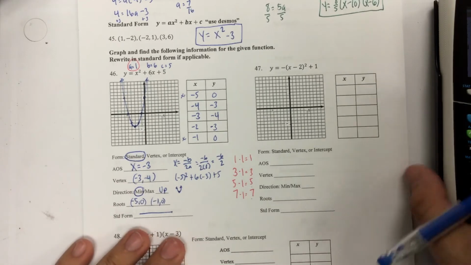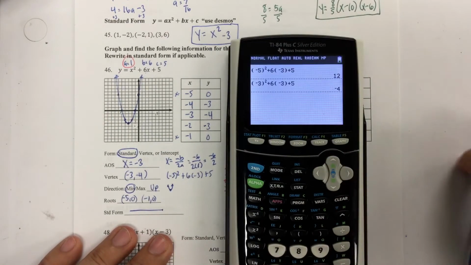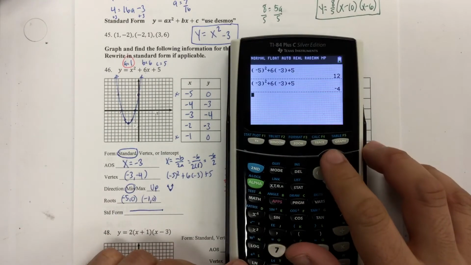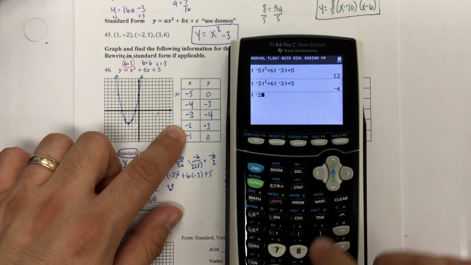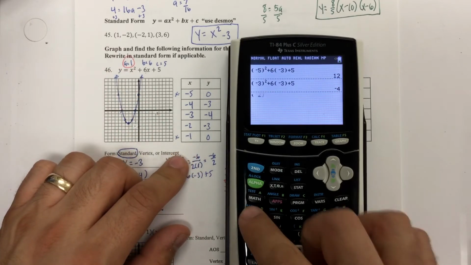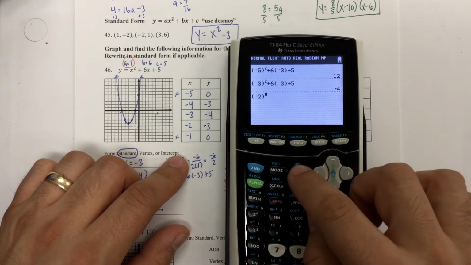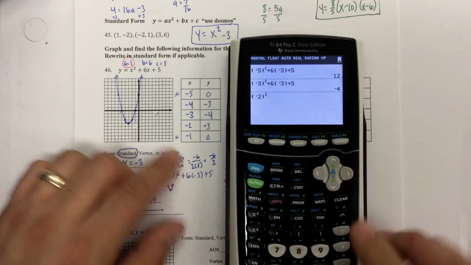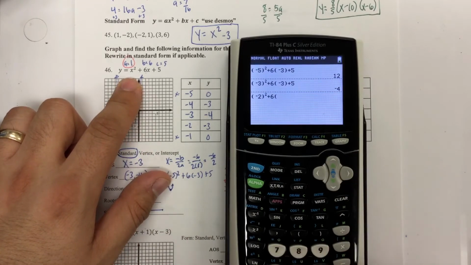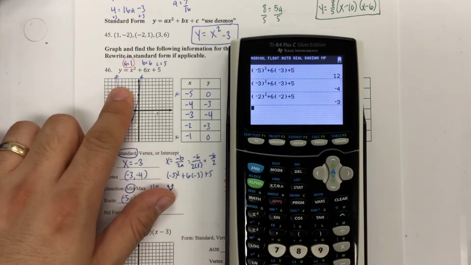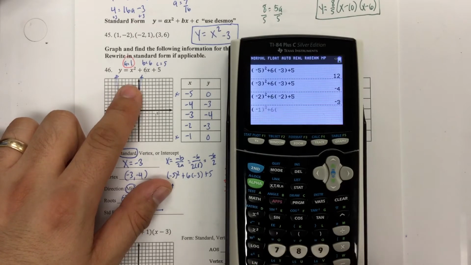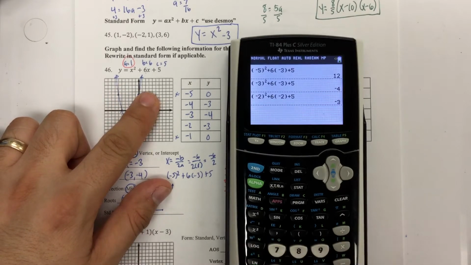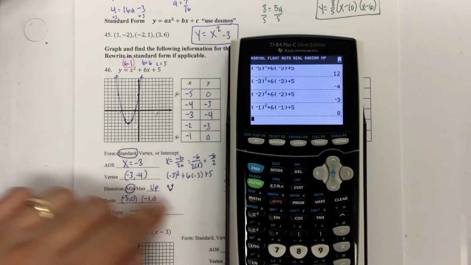Now, if you don't like to do it that way, what you could always do is just type numbers in. So parentheses, you take your x value like negative 2, and I'm just plugging it into this equation. Squared plus 6 times negative 2 plus 5, and that gives me negative 3, which you can see right there. And I'll do the next one just to ensure that it is correct. And I get 0, so you notice it does match up.